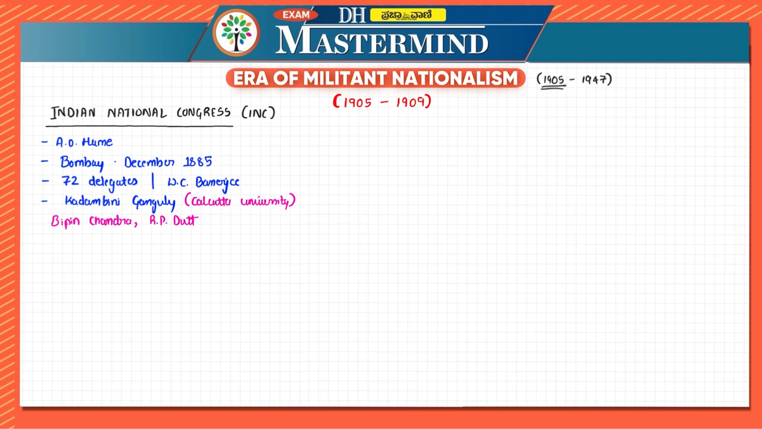But all those things are not important for us unless we are considering the prelims perspective. So it was A.O. Hume in Bombay. It was held in December 1885, and 72 delegates attended this. W.C. Banerjee presided over the first session, and Kadambini Ganguly addressed the first session. She was the first woman graduate of Calcutta University.